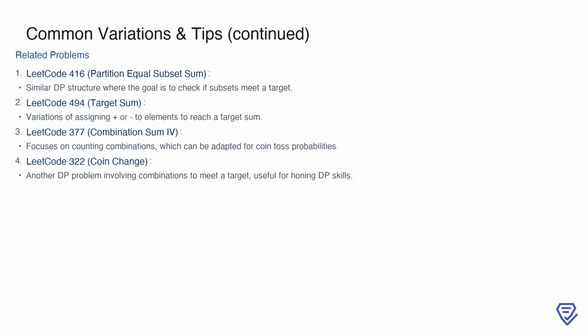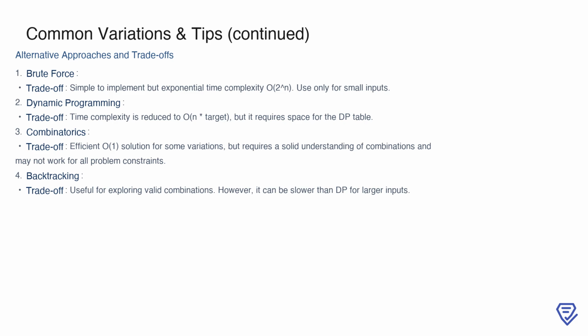LeetCode 377, Combination Sum 4, focuses on counting combinations, which can be adapted to problems involving probabilities, like this one. Finally, LeetCode 322, Coin Change, is another DP problem where you calculate combinations to meet a target. These problems not only reinforce the techniques needed for toss strange coins but also broaden your toolkit for tackling variations on this theme. Now, let's compare alternative approaches and their trade-offs.